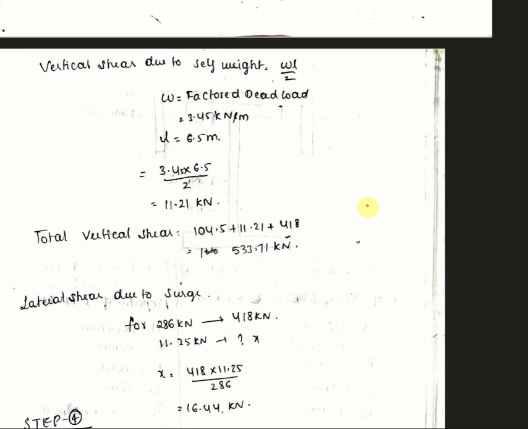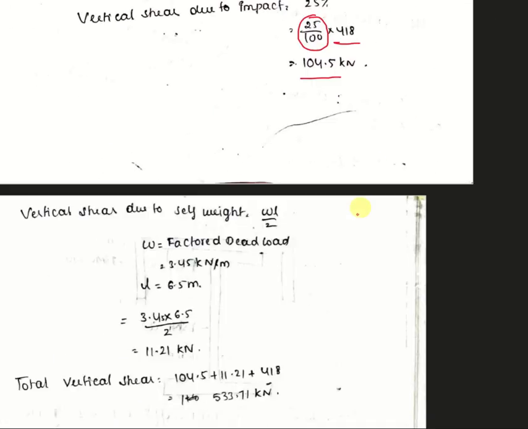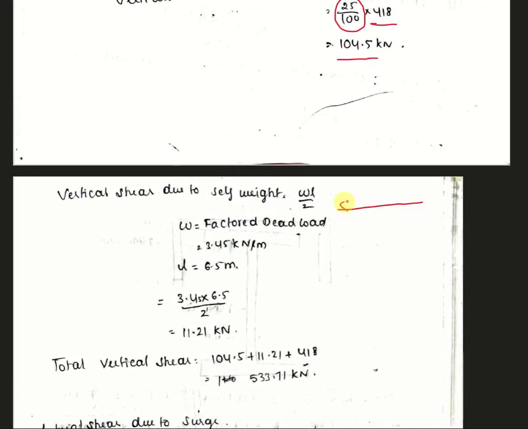Okay, now vertical shear due to self weight. So it is very simple. Vertical shear is just shear force we are calculating, assuming the self weight is a UDL, completely spread on it. That is simply WL by 2. So what is W? That is the dead load of the gantry girder with wheels, 3.45 kilonewton per meter, and length of the gantry girder 6.5 meter. So WL by 2 is 3.45 into 6.5 by 2, which gives 11.21 kilonewton.